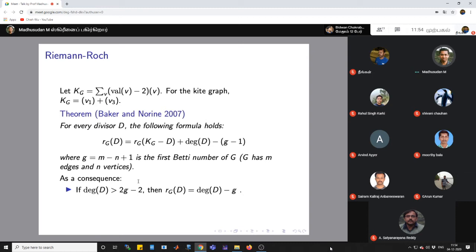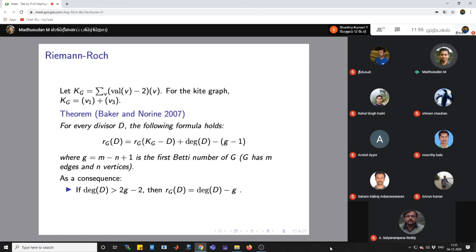So for instance, one immediate consequence of this is that if the degree of your divisor is strictly greater than 2g minus 2, then the formula simplifies very nicely. You then know that the rank of your divisor is actually its degree minus g, the genus of the graph. It's something quite nice if you see it the first time. Why is this? Because of something we have already seen, which is what happens to K_G minus D if the degree of D is greater than 2g minus 2.